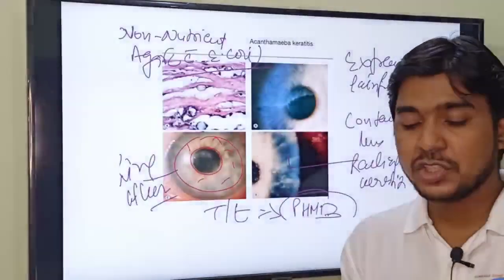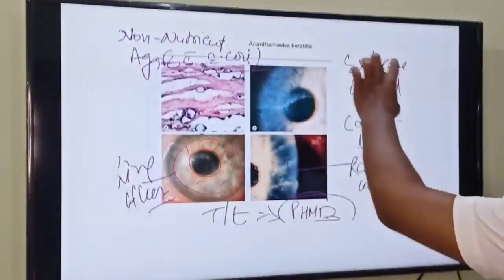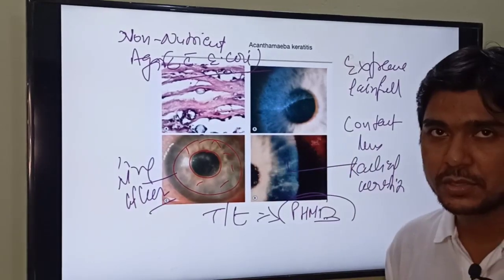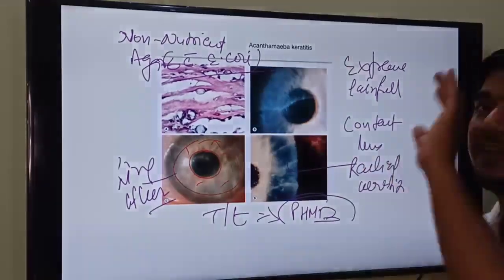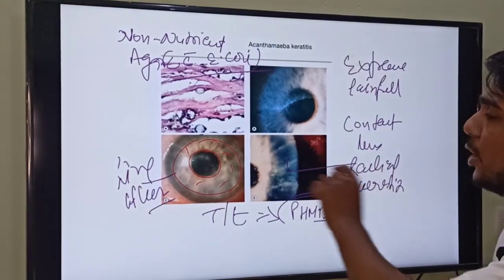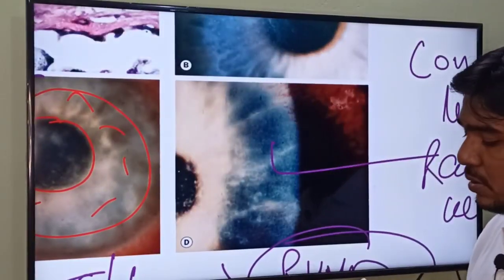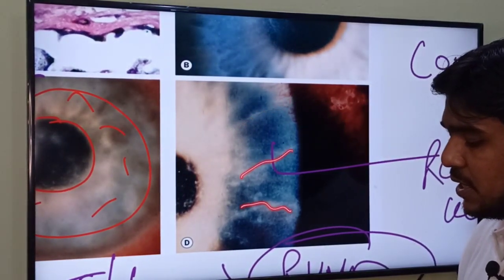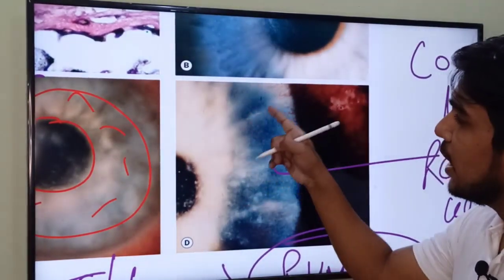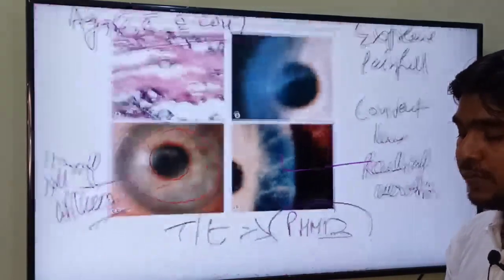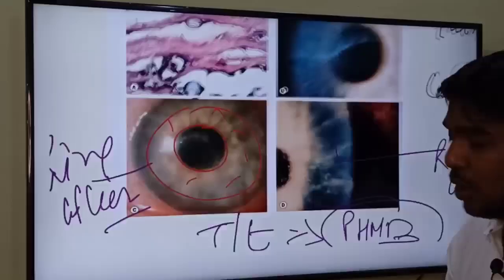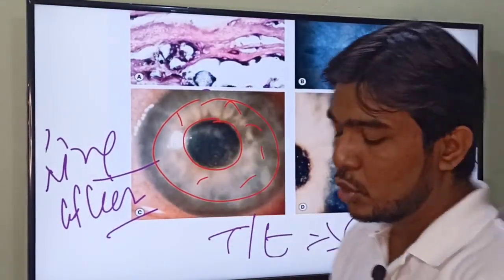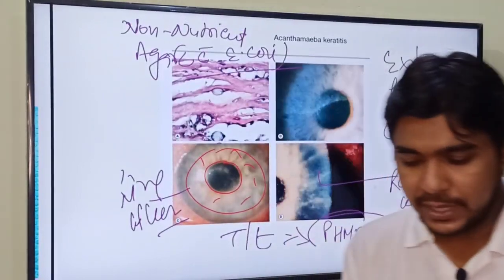One important thing that I must tell you, this is very important: it is extremely painful. The signs will not be so much, but the pain is very high. Why? Because of this radial keratoneuritis. Can you see these areas? These areas are the radial keratoneuritis, and because of this there is extreme pain. Now the area which I have surrounded is the ring type ulceration. So the ring ulcer is a part of Acanthamoeba keratitis.